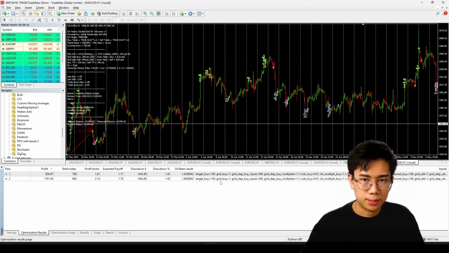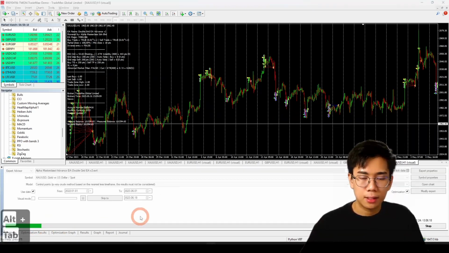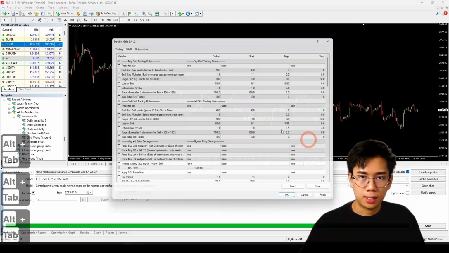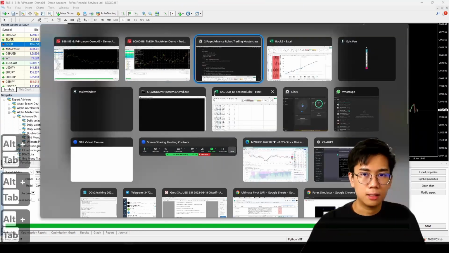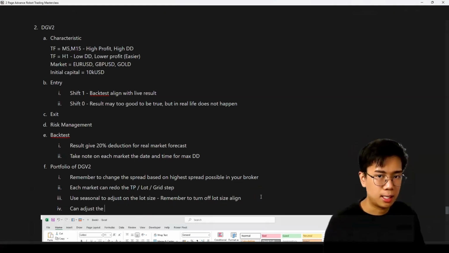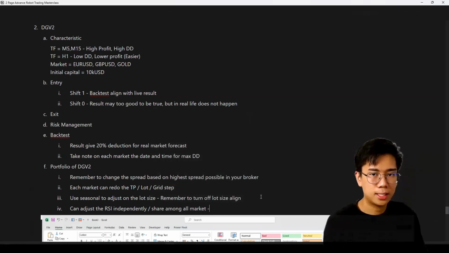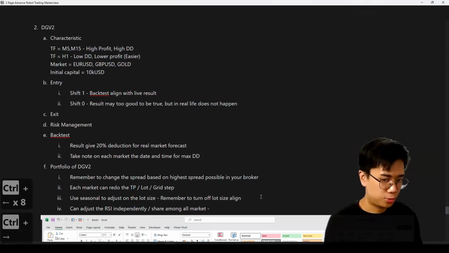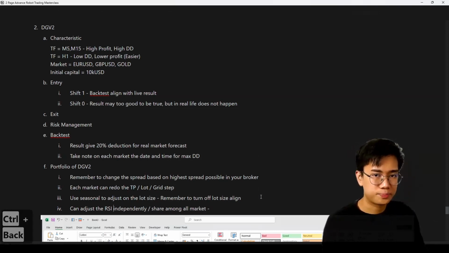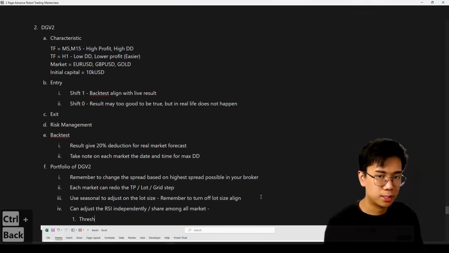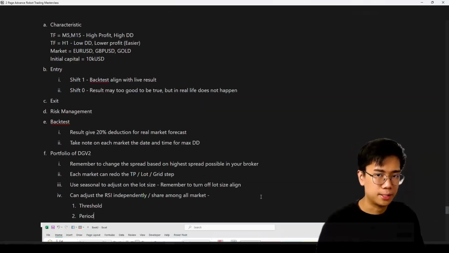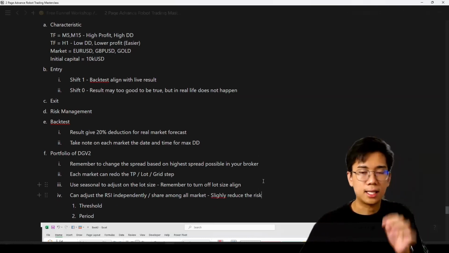Okay, here I need about 6 minutes to complete everything. And the next few things that I would like to add is that you can adjust the RSI independently or share it among all markets. Now, when you adjust the RSI, there are two things. One is to adjust the threshold, another is to adjust the period. This is to slightly reduce the risk.